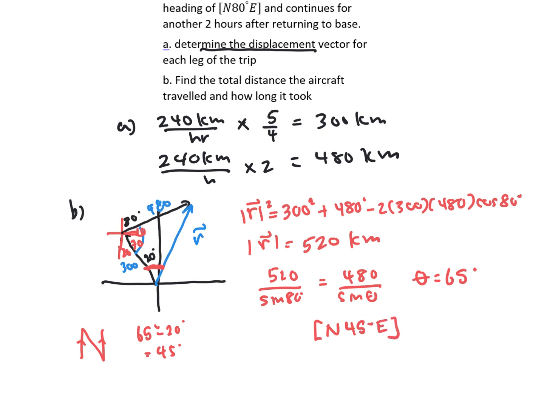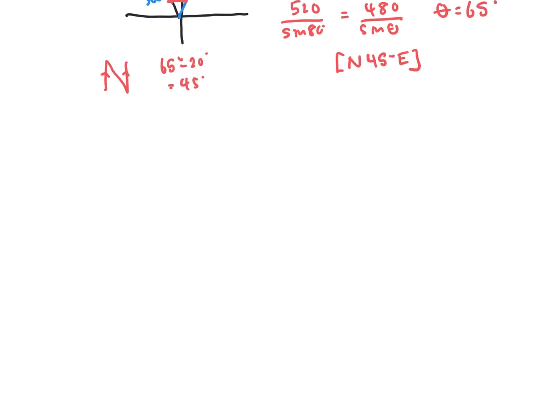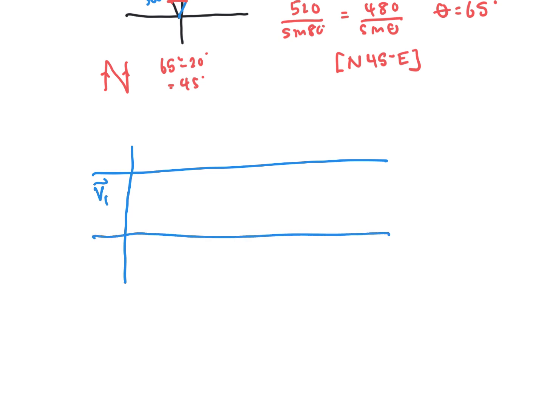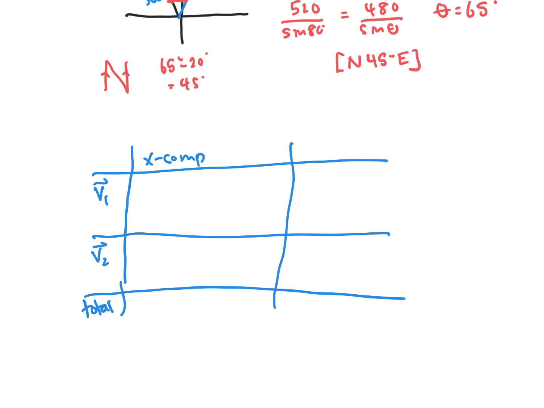Now, we can also do this question in components, if that's your method of choice. So I'm going to call the first leg of the trip vector 1, and the second leg vector 2, and then we'll look at the total. And then we want to find the x component of the first leg and the y component of the second. So I'm going to draw an individual diagram for each.